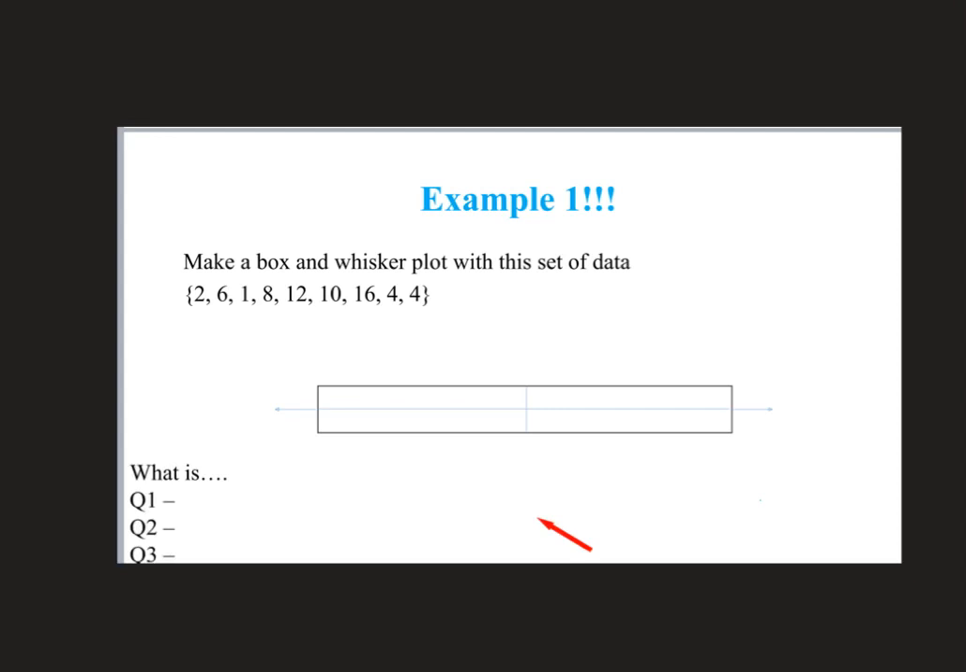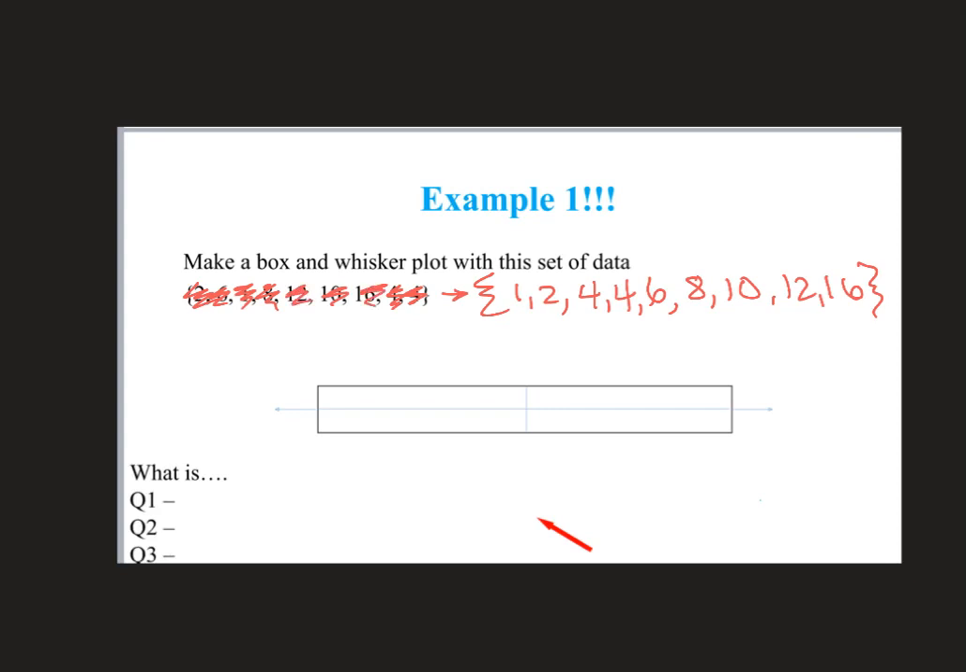So I'm going to make a new data set. I'm going to say 1, 2, 4, 4, 6, 8, 10, 12, 16. So that's my new data set. All I did was rearrange those numbers in order.